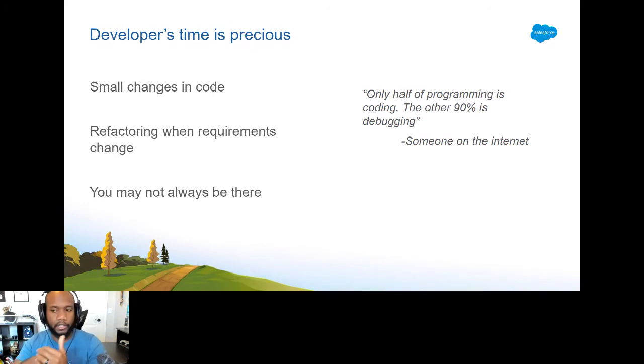And then the other thing that kind of is near to my heart, which is you may not always be there as a developer. So maybe you're out on vacation, maybe you won the lottery and you're no longer at the company. So you need to make sure that in the absence of a developer at a company, your code can potentially be configured by an admin so that everything doesn't come to a complete halt.